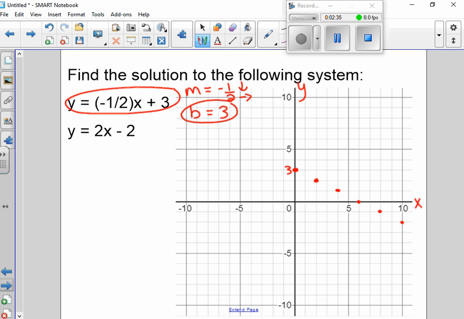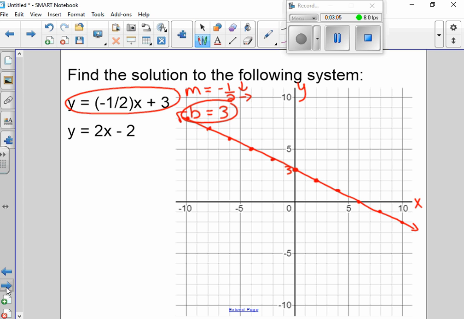Now keep in mind, I also need to go the other direction. So instead of down and right, I'm going to start at this 3 and go up 1 and left 2, repeating that several times. What that should do is make you a nice straight line. If you find that you're zigzagging or drawing some kind of V, then obviously you did not go in the right direction. So that's the first line, the red line.